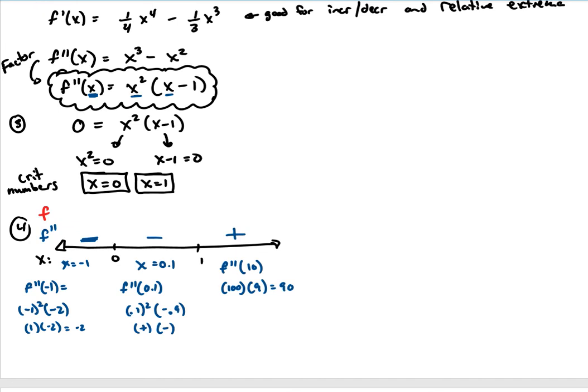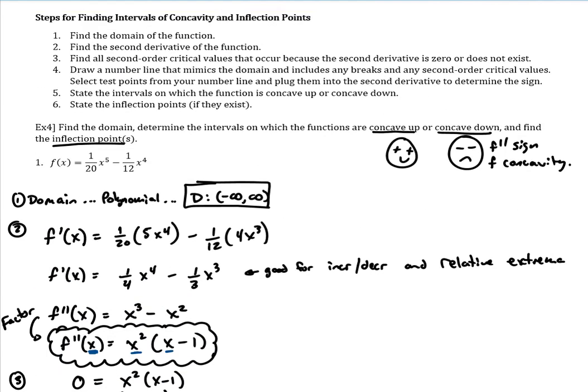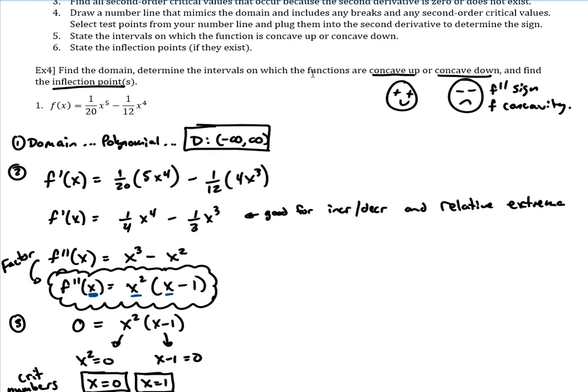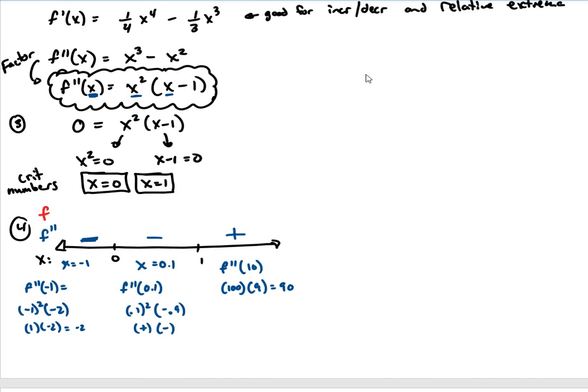Okay, and so now that I have my signs listed on my number line, I want to reference these again to help me with the concavity. So this is step 5, finding those intervals as well. So now we're at step 5, where I'm just going to draw these again. So these are the signs of our second derivative, and this is how the concavity of f is.